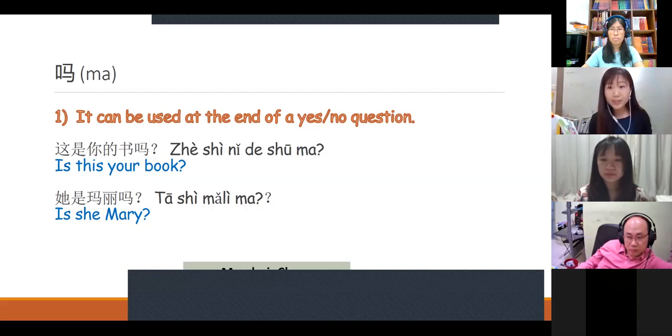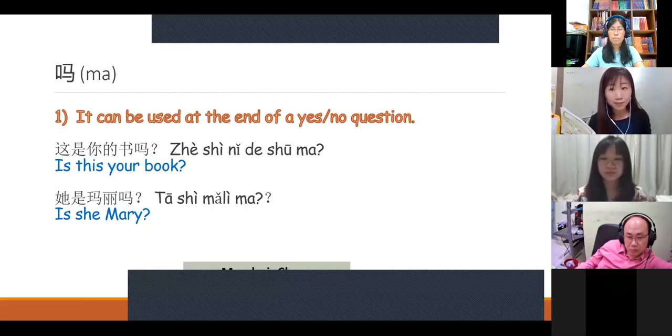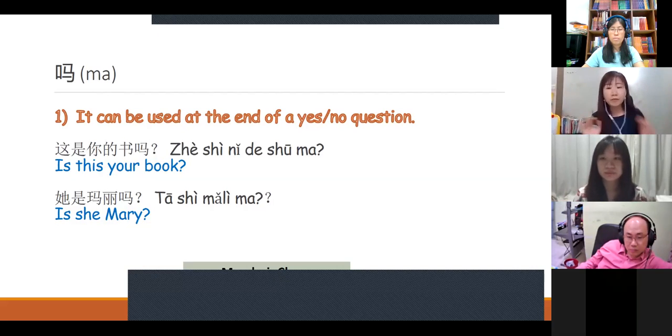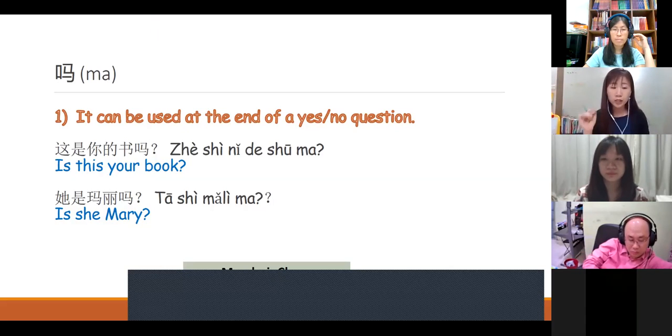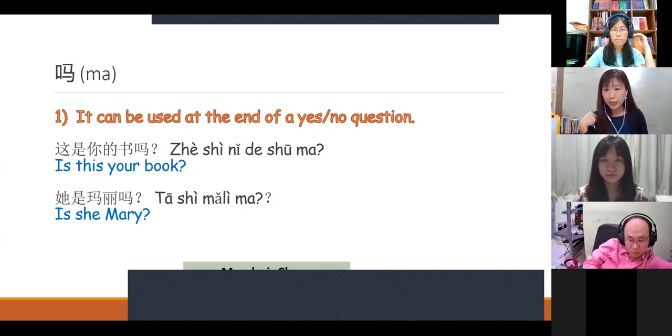So this is your book, right? 这是你的书吧? So can you feel that it is a bit different from the person who asked the questions? The ma is just to confirm, just normal. So is it whether this is yours or not yours? Okay, I just want to know. But if I use the word pa, actually I am quite sure, maybe 80%, this book is belonging to you. So we use 这是你的书吧. Okay, so that is the difference between ma and pa.